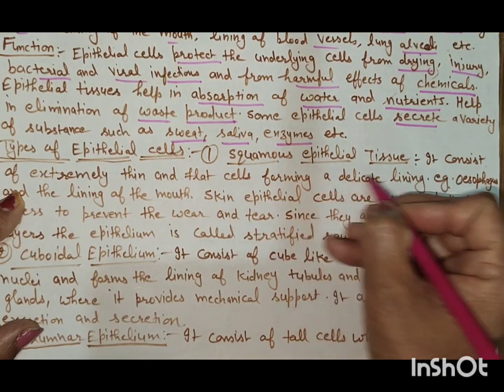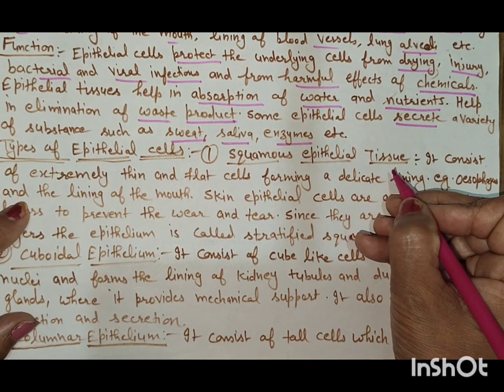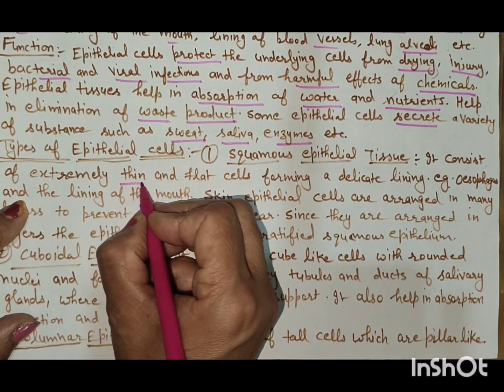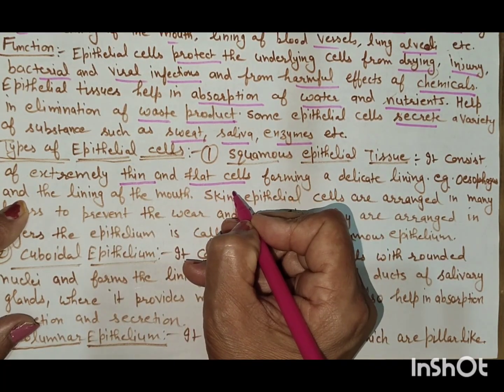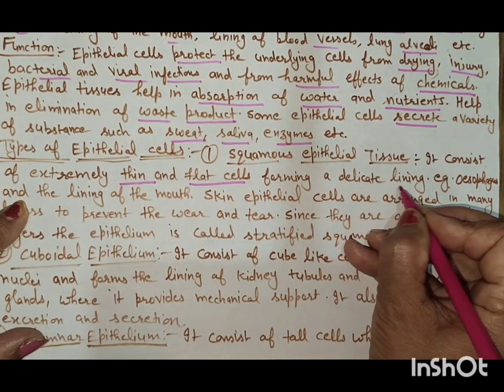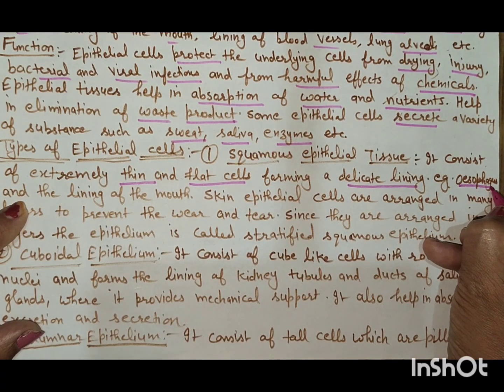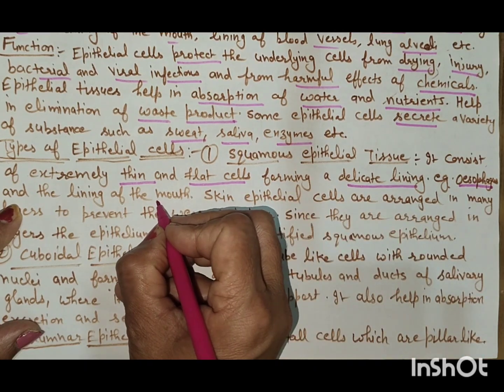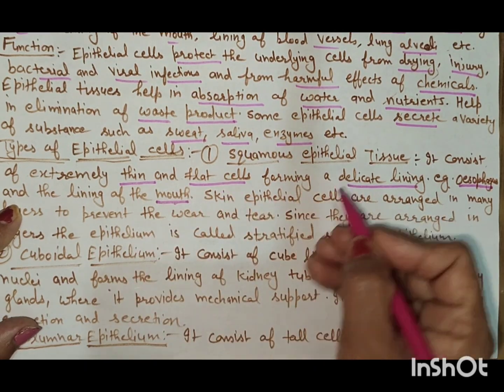First is squamous epithelial tissue. It consists of extremely thin and flat cells. These thin and flat cells form a delicate lining, like in the esophagus and the lining of the mouth. These are examples of squamous epithelium.